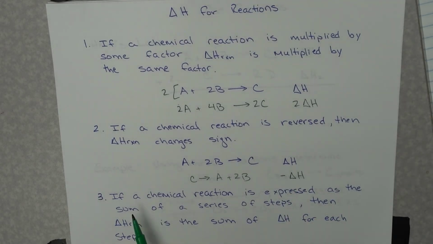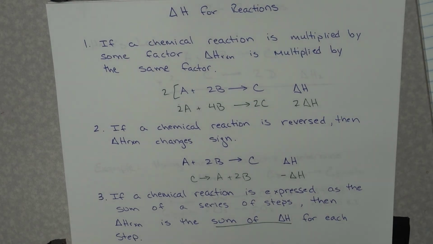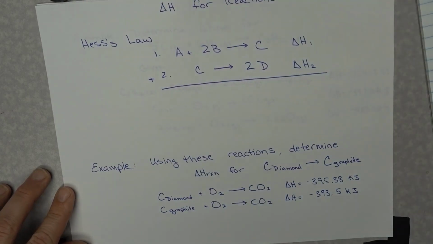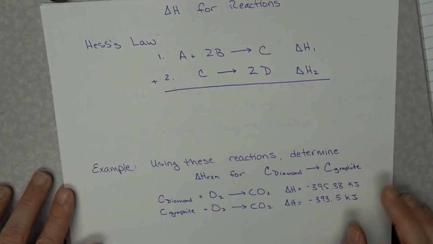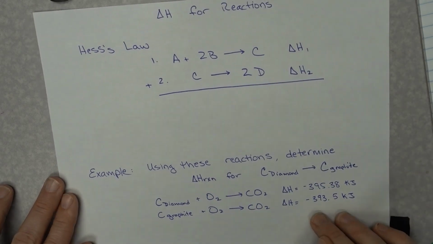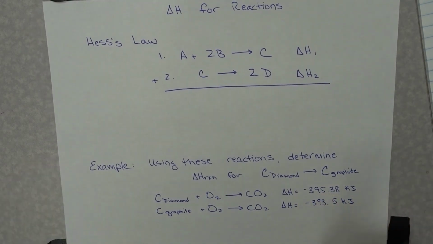Okay? And the last one is, if a chemical reaction is expressed as the sum of a series of steps, then delta H is the sum of all delta H for each step. That's probably a little difficult to just wrap your mind around in terms of words, so let's see what that actually looks like when we have it laid out. So here I've got delta H for a couple of different reactions.